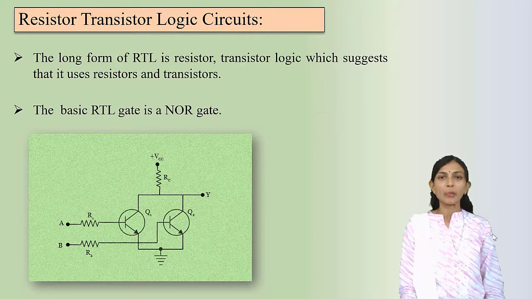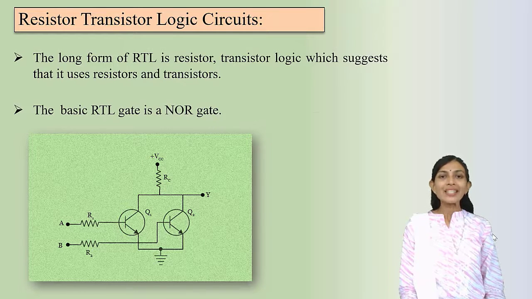Plus VCC is the supply voltage which is given to the collector of Q1 and also the collector of Q2. That means the plus VCC supply is applied to the collectors of the two transistors. These two transistors are NPN transistors, that means the arrow is pointing outside. The bases of both transistors are connected to A and B through the resistances. A and B are our inputs and Y is our output.